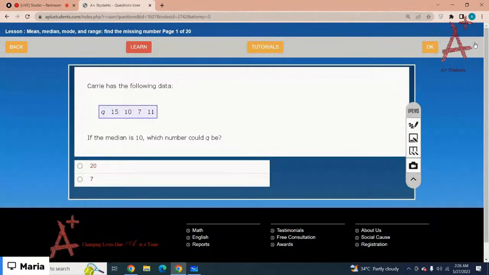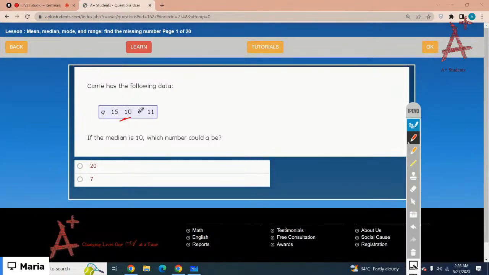Okay, that's the same one. The numbers are here, and 10 is the median. So median means 10 is the middle number. The greatest numbers are here because for the median you have to arrange them from least to greatest. Here you have 7. Now just look at the options. One is 20 and one is 7.